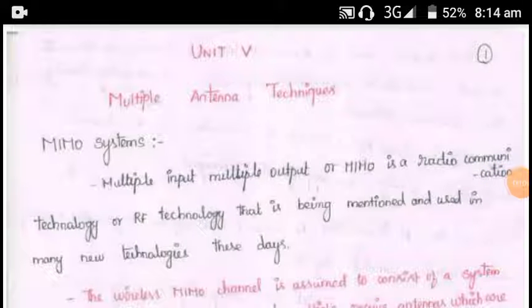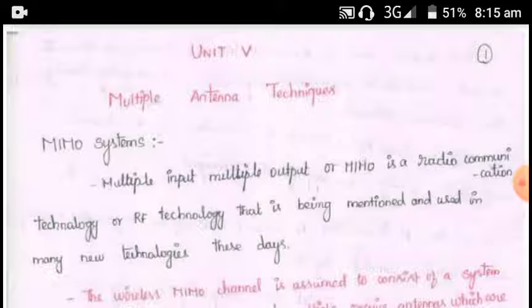Today we are going to start our fifth unit, multiple antenna techniques. In this, we are going to see various multiple input, multiple output antenna systems, that is the MIMO system, then spatial multiplexing system model, pre-coding, beamforming, transmitter diversity, receiver diversity, channel state information, capacity in fading and non-fading channel. These all we are going to study in the fifth unit.